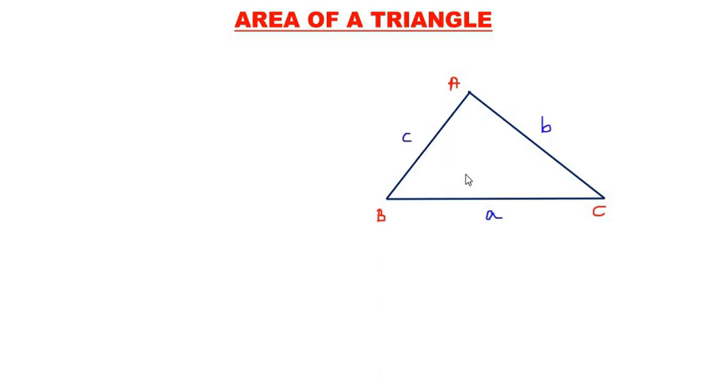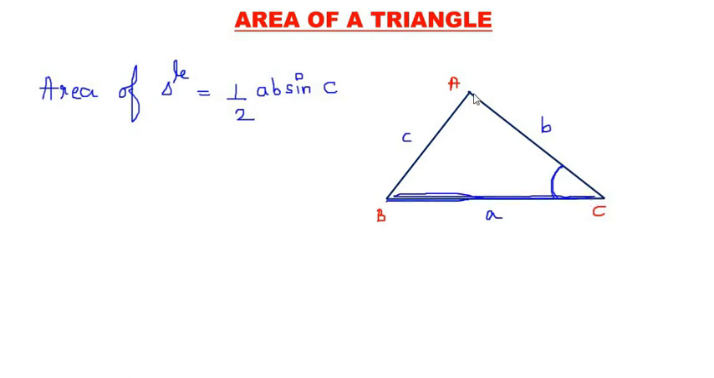Now once I write this, the only thing you have to remember is the area of triangle. So area of triangle is given as half AB sine C. It means that A and B are the two sides and the angle has to be in between these two sides. So you can see the angle C is right in between the side A and side B. This is very important for you to understand.